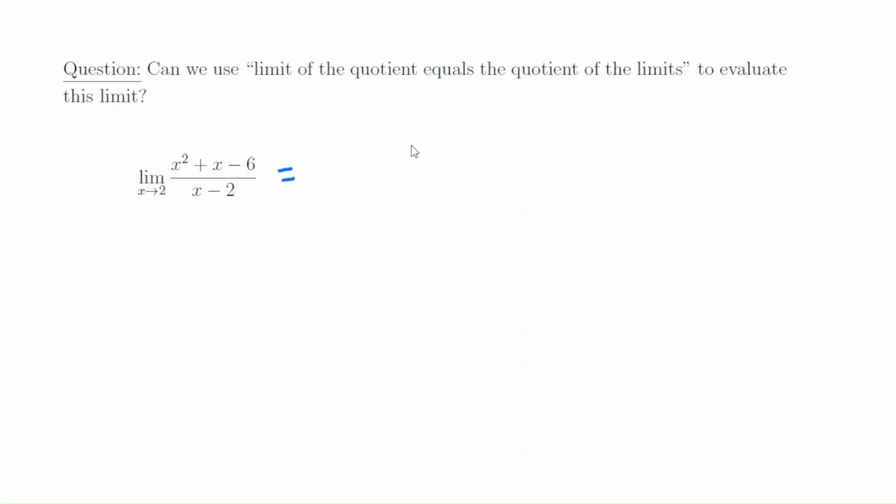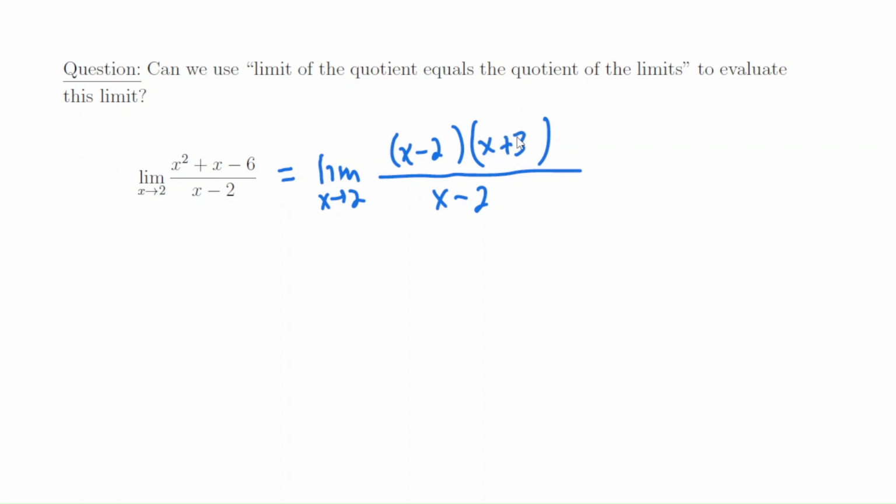So how do we compute a limit like this? Well, just like we did in the last video, what you end up doing is just factoring the numerator. Okay, or if the denominator needs to be factored, you do factor the denominator as well. And we have x minus 2 times, I believe it's x plus 3. And in fact, I think this might have been the exact example we did in the last video. And when we work this out, this is equal to the limit as x approaches 2 of x plus 3.